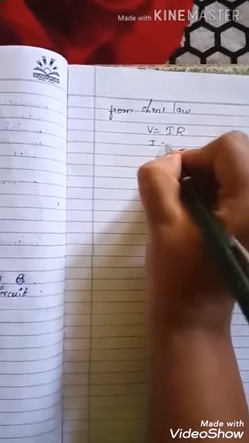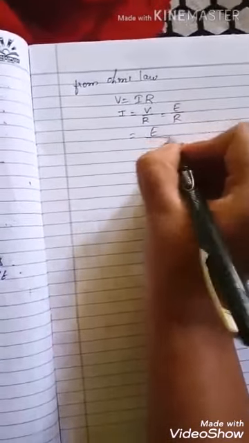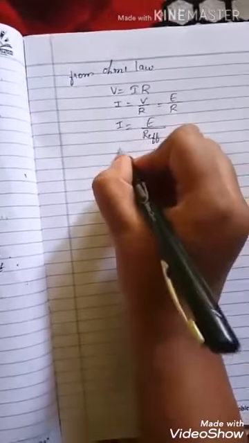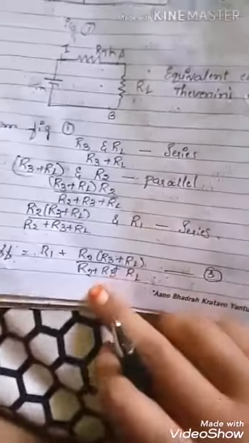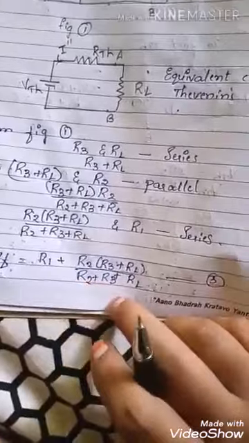So I equal to V by R, or E by R. Both mean the same. Now E divided by R effective, the total resistance. So I equal to E divided by R effective, and we know the R effective value is R1 plus R2 into R3 plus R1 by R2 plus R3 plus RL.